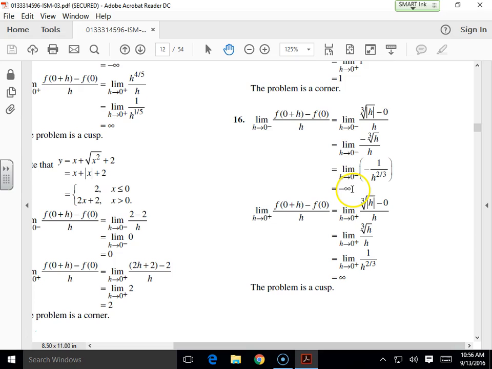Final answer! Negative infinity from below, positive infinity from above. So therefore, wait a minute, what does it say it is? The problem is a cusp.